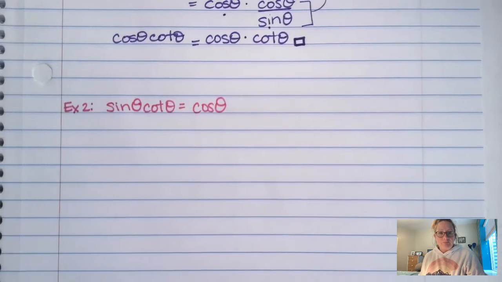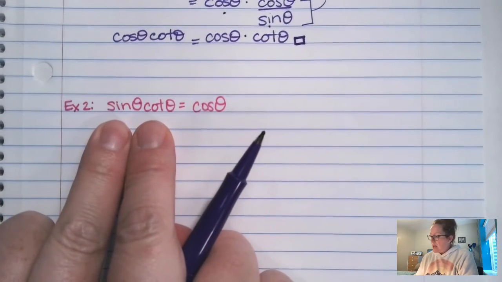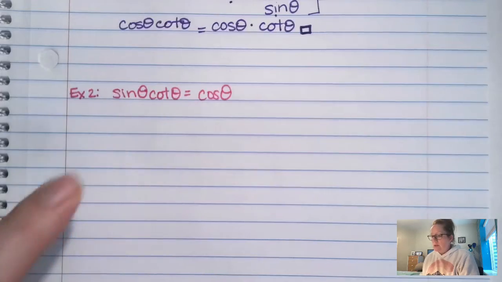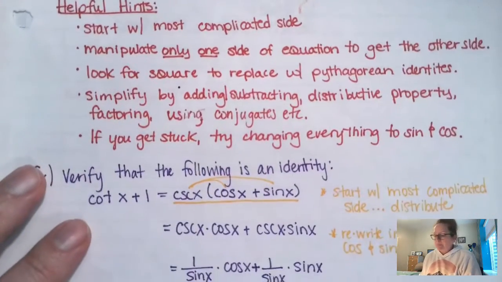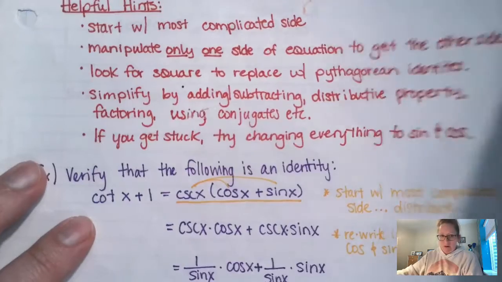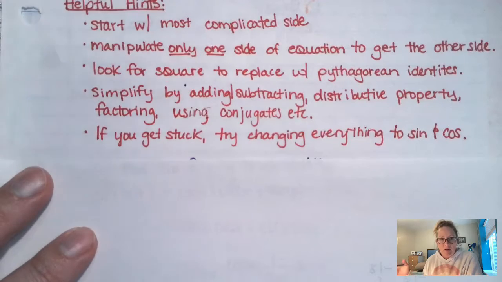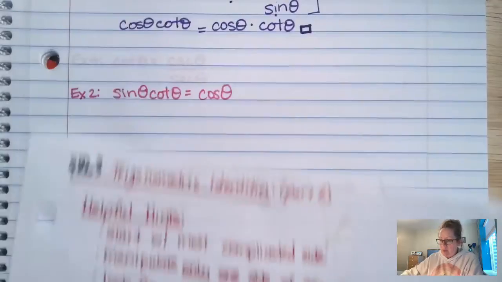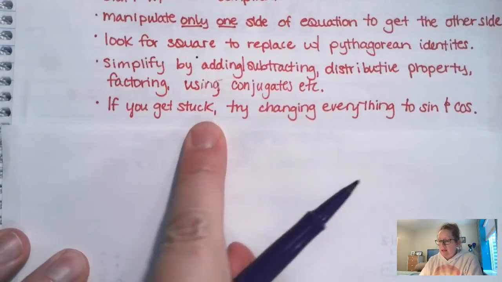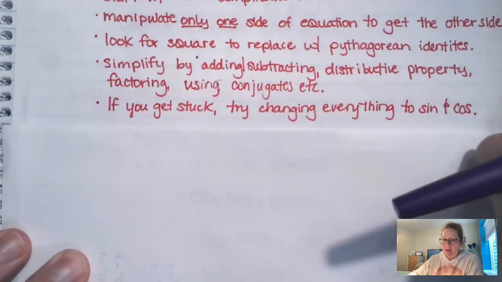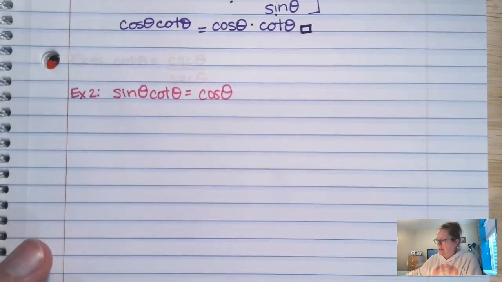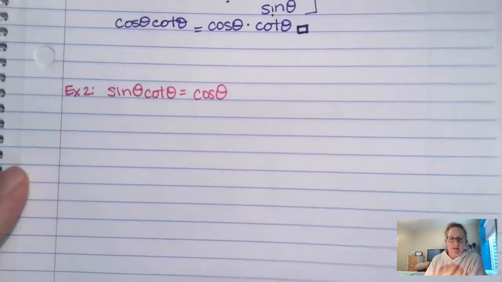All right, so let's try another one. Sine theta cotan theta equals cosecant theta. So start with the most complicated side, which definitely looks like this guy, right? And then you're like, okay, now what? Well, let's look back at our little helpful hints here. Cover up this bottom part, it's not to confuse you too much. Complicated side, great. Manipulate only one side, sure. Squares, we don't have any. Adding, subtracting, there was nothing. It was just multiplication. If you get stuck, try changing everything to sines and cosines. I love that one. That one helps so many kids get out of a rough spot in trigonometry.